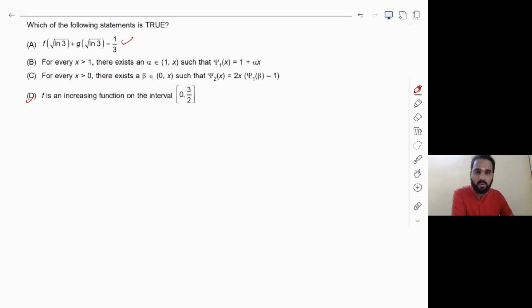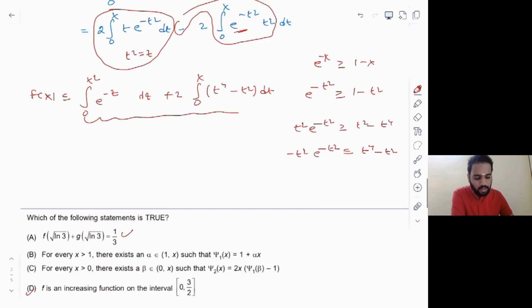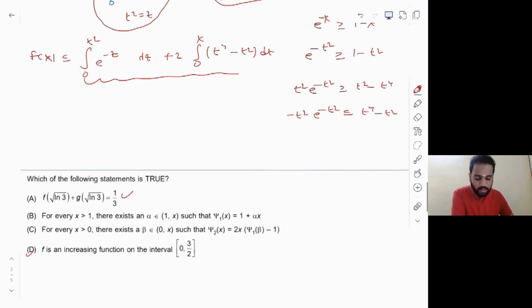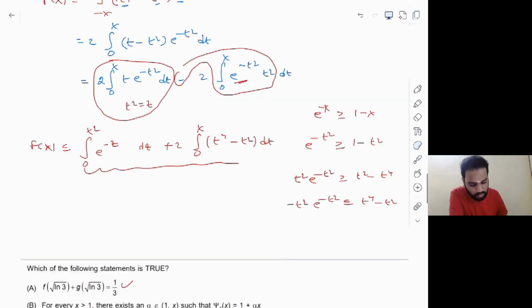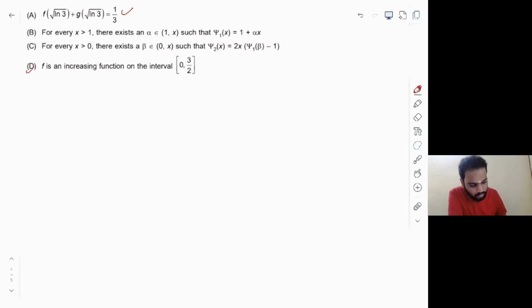Given that f of root ln3 plus g of root ln3 is equal to 1 by 3. So don't start finding f of root ln3 and g of root ln3 separately because there is a small trick here. First thing, we have already calculated this f of x function, right? So let's take this f of x function and directly put it here. We have simplified the f of x function already, right? So this is your function f of x.